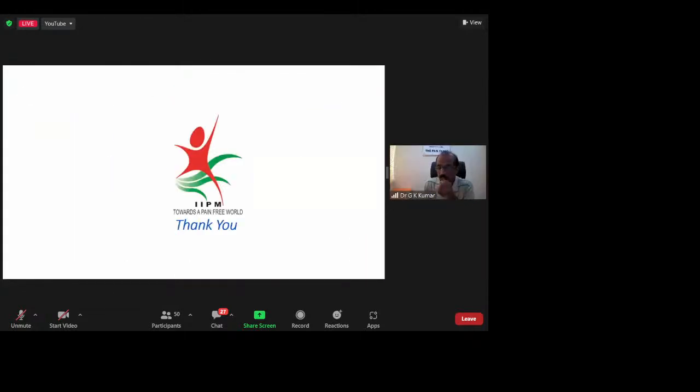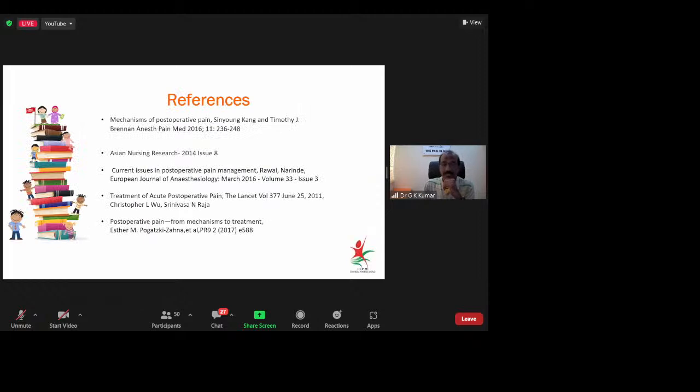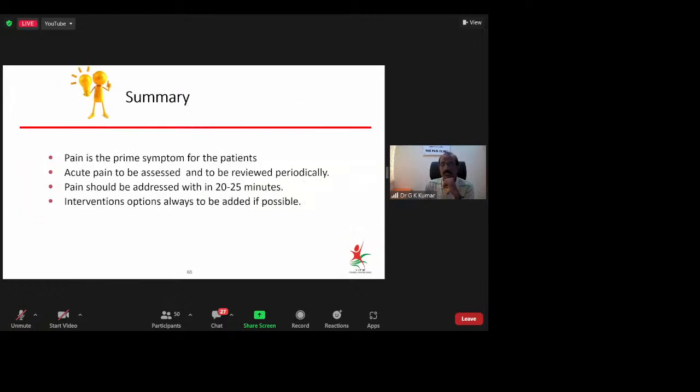So the multimodal analgesia should be started and planned while you are planning for intraoperative things. Some of the drugs have to be given pre-operatively also, so oral drugs, all the things. It can be planned and given at the time of induction also, or prior to that, you can give it.